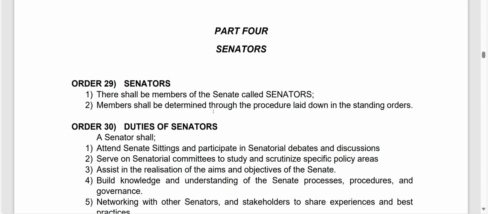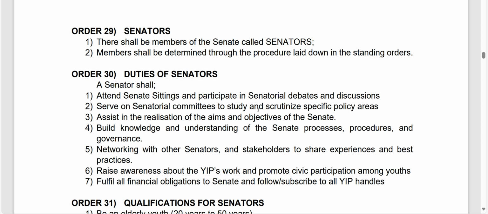Now let me go to senators. Currently our parliament has 220 seats, but in our Senate there are just 48 seats. There are 16 regions, and each region gives us 3 seats. We call them senatorial seats. So from each region we have 3 senators emerging, making just 48. So the Senate is actually smaller than the parliament.